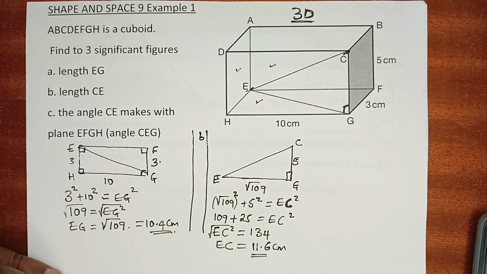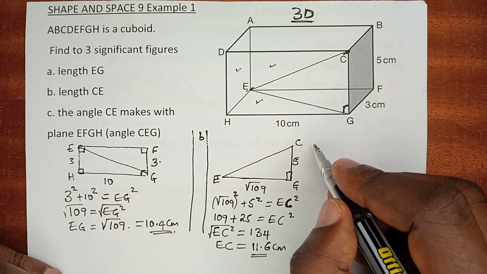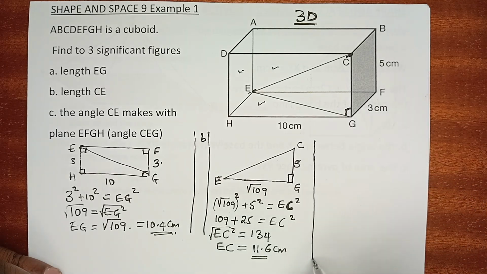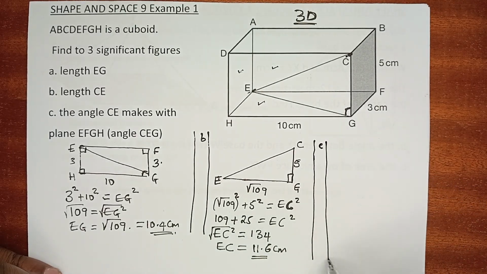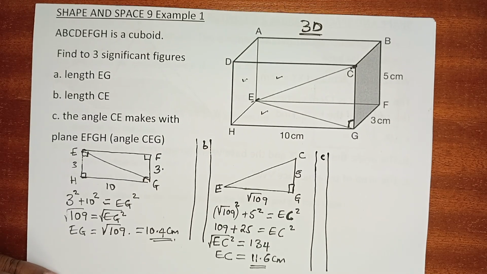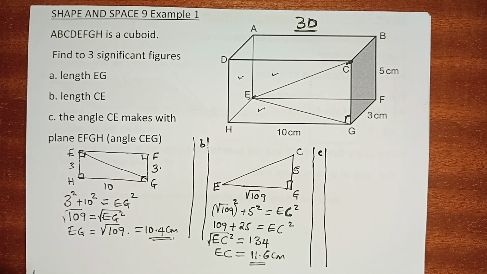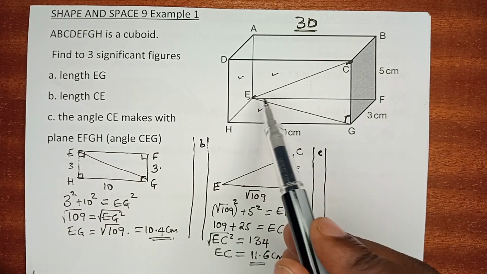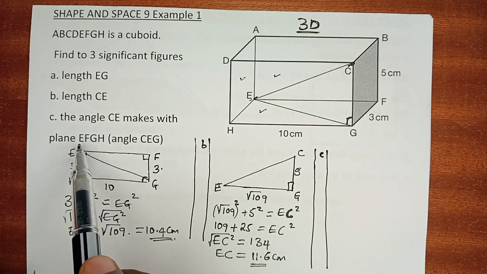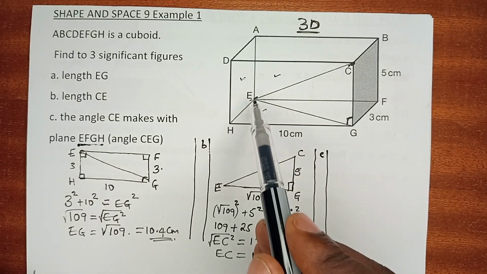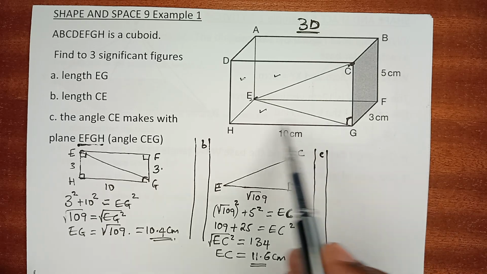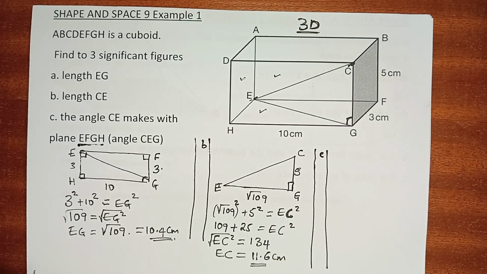That is part B. What about part C? Let us find out what part C is asking us. Part C is asking us to find the angle CE makes with the plane EFGH. The angle CE makes with the plane EFGH. Of course, this is the angle we are expected to calculate.